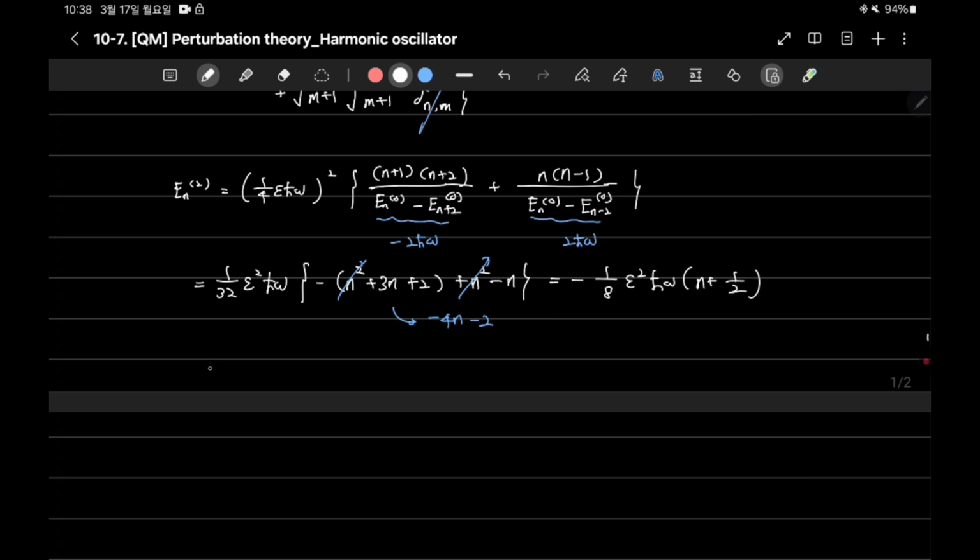So this energy eigenvalue is the zeroth order plus first order plus second order: h bar omega (n plus 1/2), and the first order gives 1 plus epsilon over 2, and the second order gives minus 1/8 epsilon squared. So it is the second order energy expression.